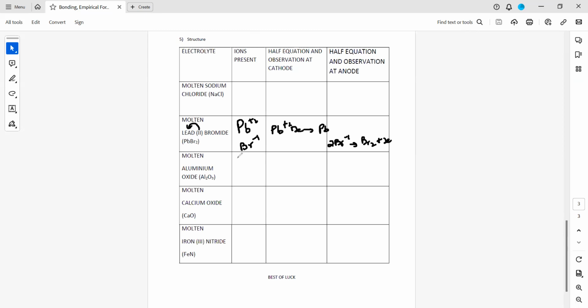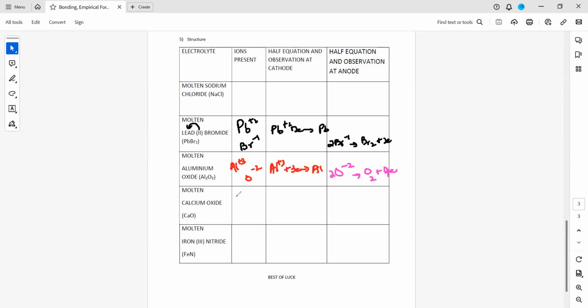Aluminium oxide, all molten. Aluminium is group 3, so it will be plus 3, and oxygen is group 6, so it will be 2 minus. When aluminium ions move there, they take 3 electrons and form an aluminium atom. For oxygen, when one oxide ion moves there, it will lose 2 electrons. But when two oxide ions move there, they form an oxygen molecule and lose 4 electrons.